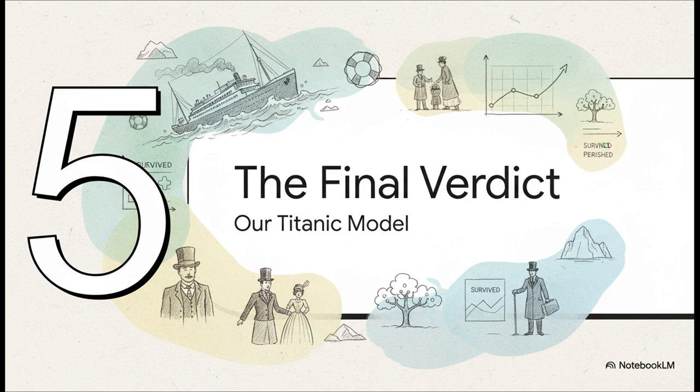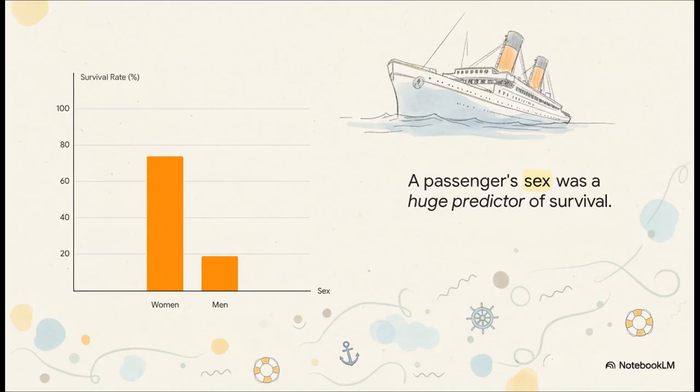We took all that historical data, our features, and our labels, and we fed it to a supervised learning model to see what it could possibly find from that single night over a century ago. And pretty much instantly, the model found an incredibly strong signal in the data. A person's sex was a massive predictor of survival. Women had a staggering 74% chance of surviving, compared to just 19% for men. The whole women and children first protocol wasn't just a story. It was clearly visible in the data.